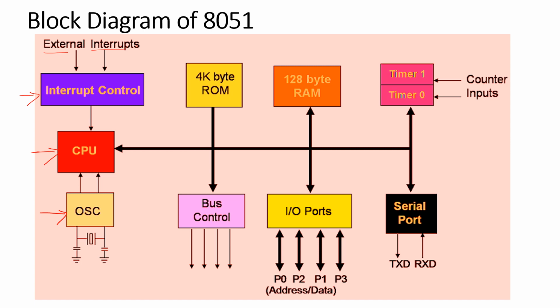In addition to that, we have an inbuilt 4 kilobytes of ROM, 128 bytes of RAM, and 2 timers or counters. We have a serial port for serial transmit and receive of data. We have I/O ports. There are 4 ports, which are nothing but P0, P2, P1 and P3. We have different bus control structures to handle the address, data and control bus in the 8051.